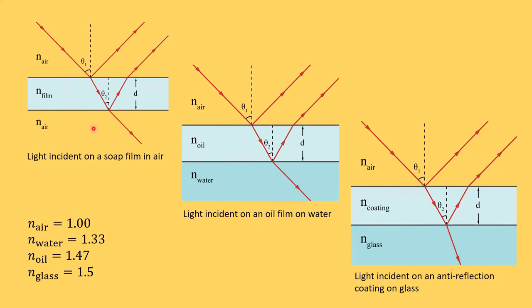There's air on the inside of the bubble, or cigarette smoke, if you've ever seen street artists do that. That's kind of cool. You know, lung cancer and stuff, but it still looks cool. And then air on the outside. Classic example of thin film interference.